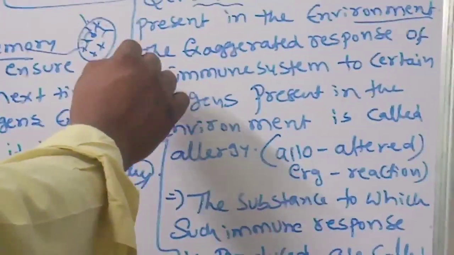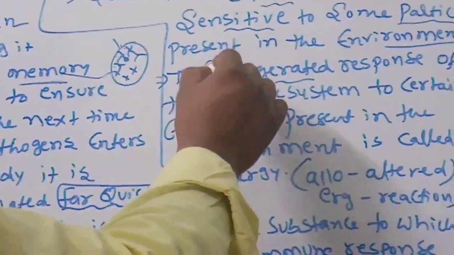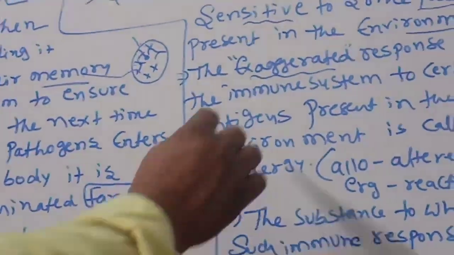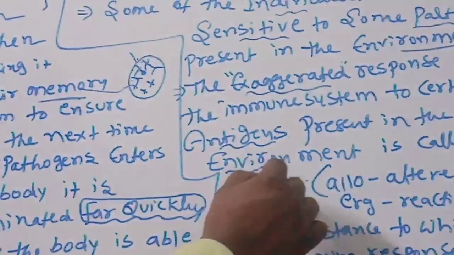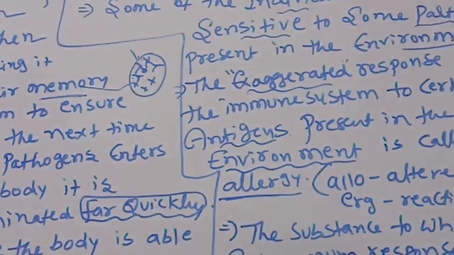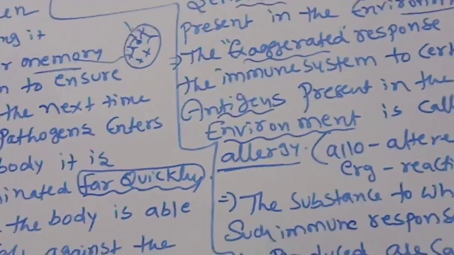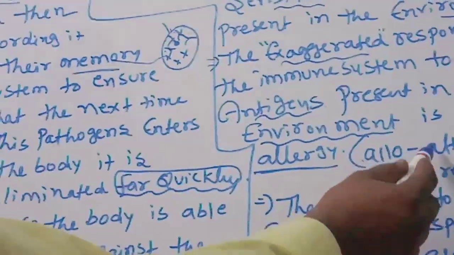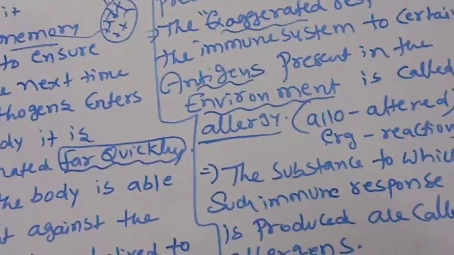When they are exposed to those particles, the exaggerated response, beyond the normal, of the immune system to certain antigens present in the environment is called allergy. What is the meaning of allergy? Allergy means altered reaction.